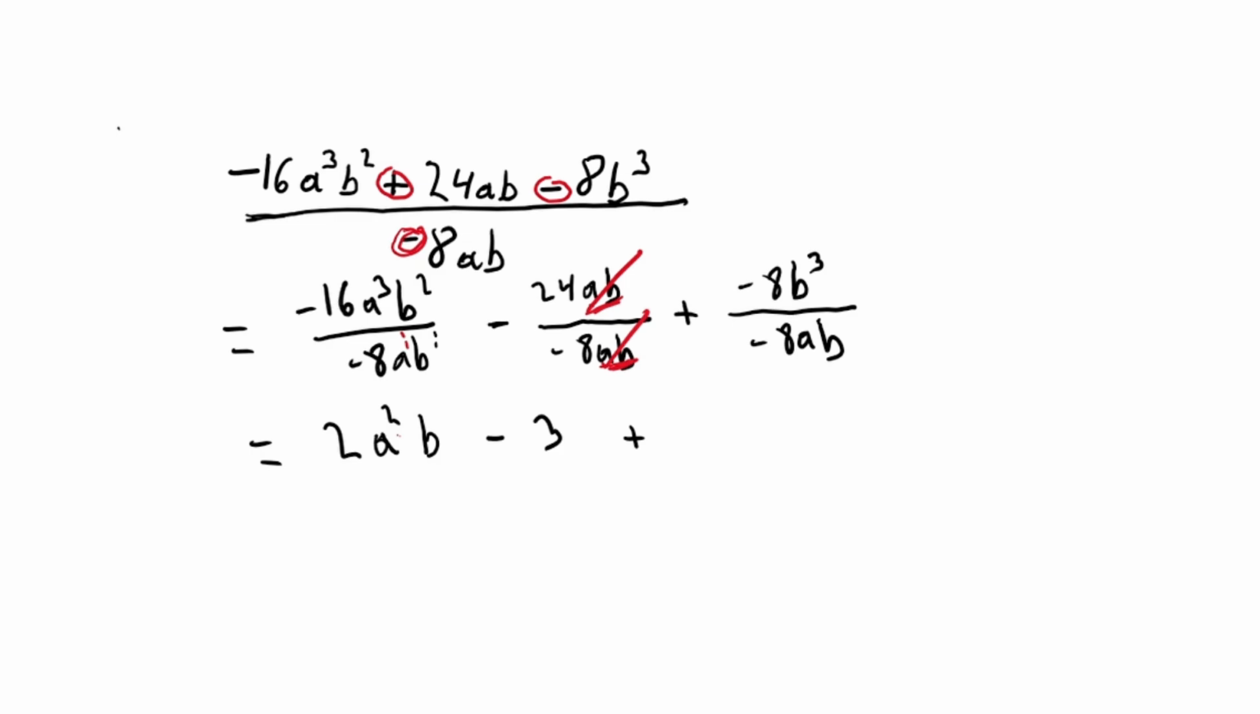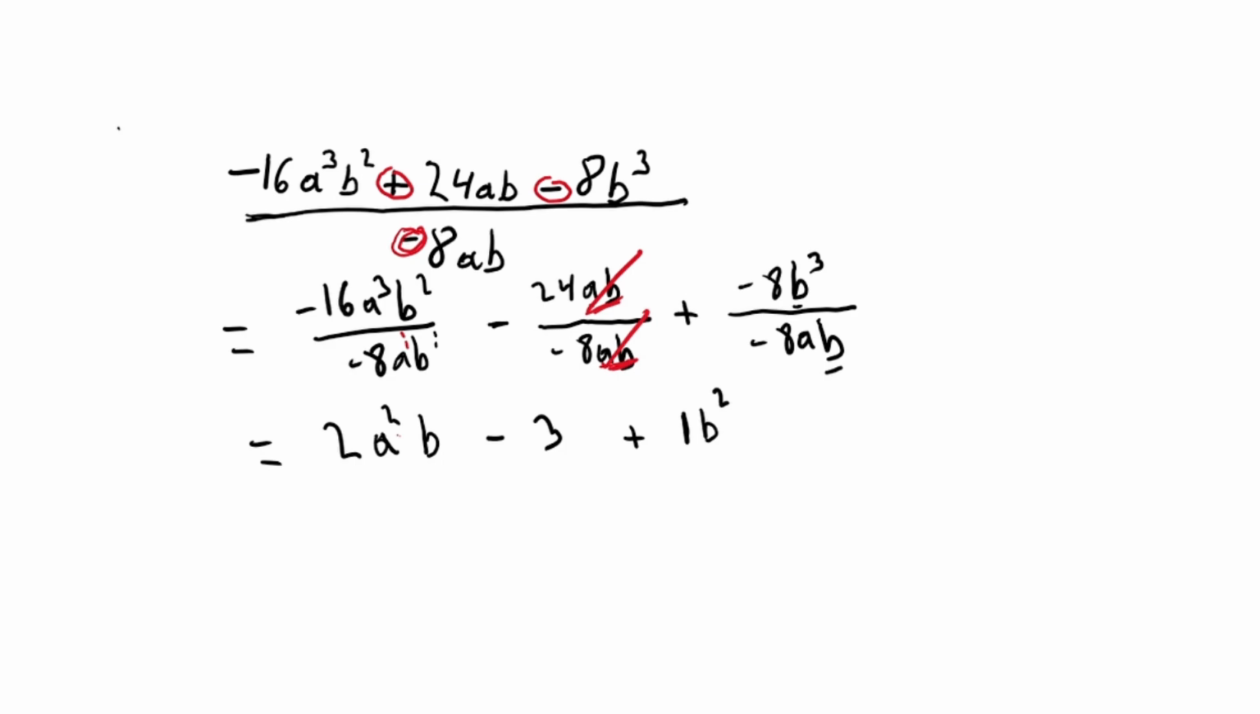What is negative 8 divided by negative 8? That gives you 1. Take in consideration, guys, the b and the b. This b here, this b here. So you need to subtract the exponent, which will give you b squared. Be careful. There was only b. There's no a.